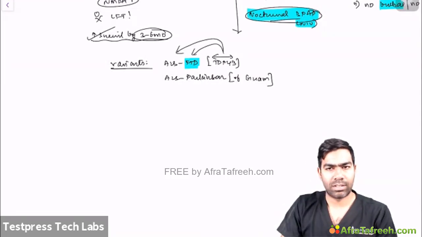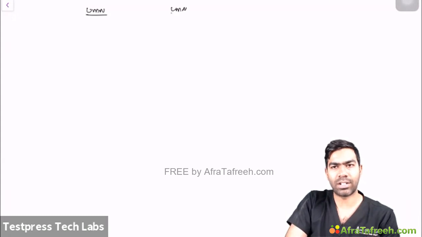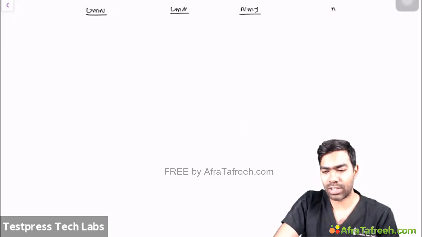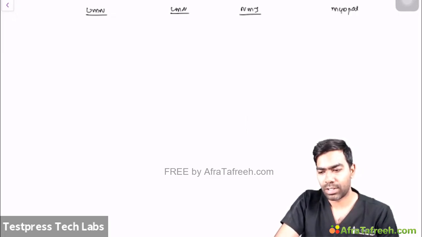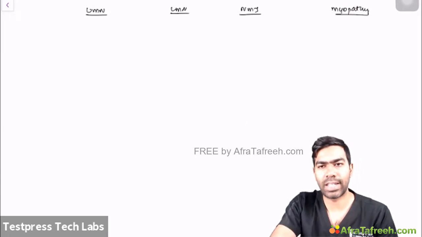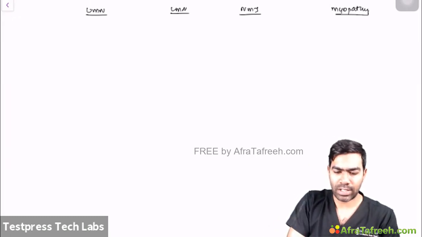So after this, let me tell you how to differentiate between an upper motor neuron lesion, how to differentiate with a lower motor neuron lesion, and to differentiate that with a neuromuscular junction lesion, to differentiate that with a myopathy, muscle lesion. So how will you differentiate each and everything as a sort of a differential diagnosis? Number one, first you need to show the distribution of weakness. Distribution of weakness.